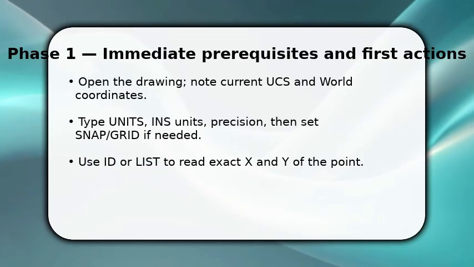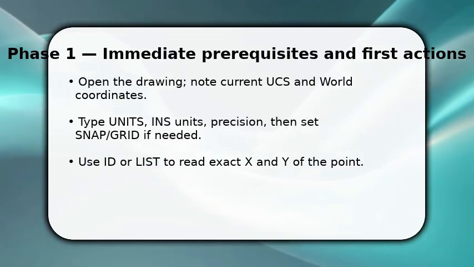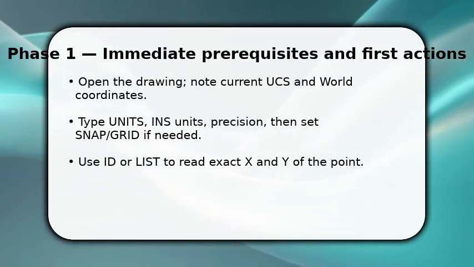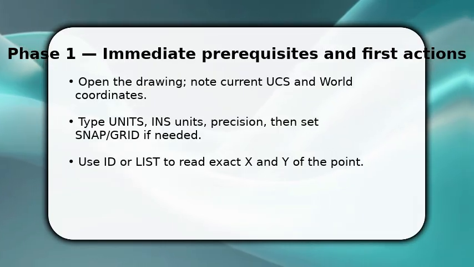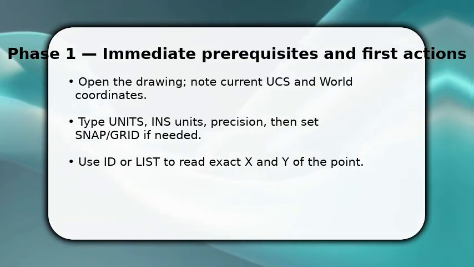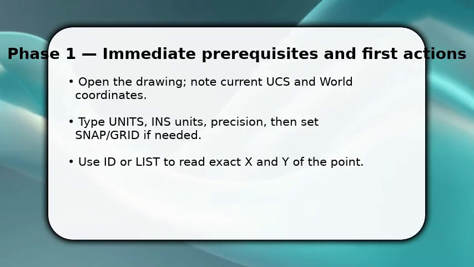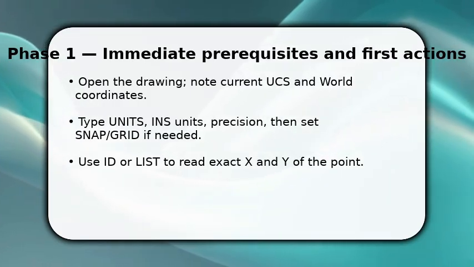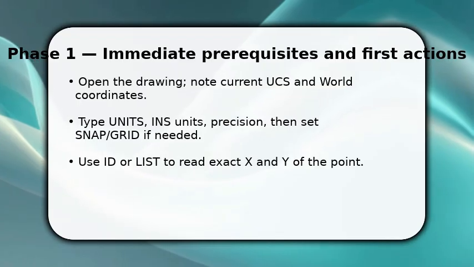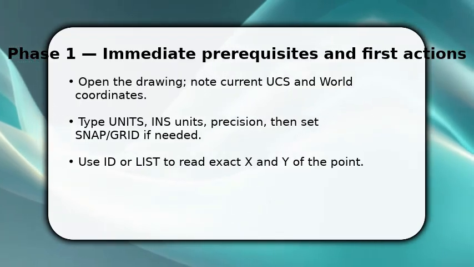You begin by confirming coordinates and units so corrections behave predictably. Start AutoCAD, open your DWG, and immediately check UCS versus World to avoid misalignment. Next, set units and precision so your offsets are exact. This prevents rounding errors later.